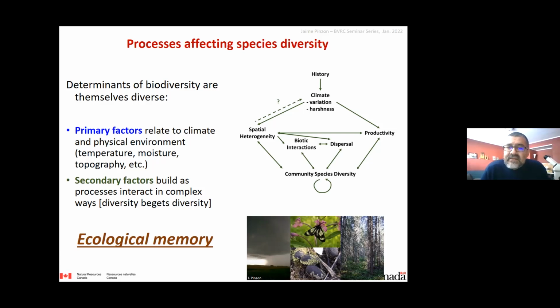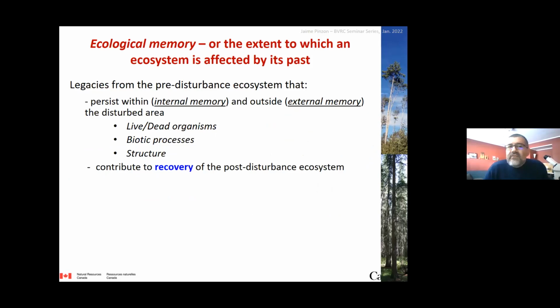All that information that is contained on a landscape, whether at the local or at the broad scale, is going to determine and influence the species composition that you see in the present, and eventually will have that same influence in the future. So when we think about ecological memory, or ecosystem memory, it is basically the extent to which an ecosystem is affected by its past, right? It is built upon the idea of all those legacies that remained after a disturbance. That information retained in those legacies is carried into the future and will have a lesser or greater influence on the recovery of a post-disturbance ecosystem.